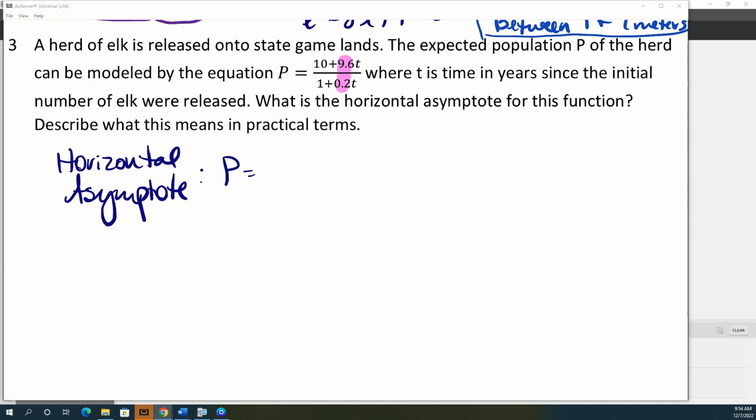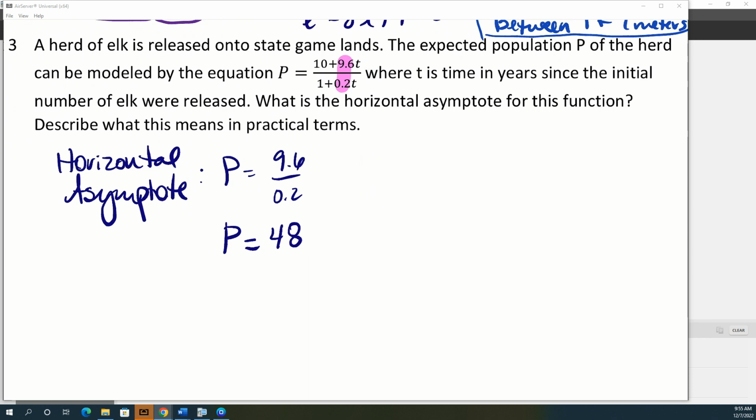Someone in my last class also asked, why is it not 10 divided by 1? Do you know why? Those aren't coefficients, those are constants. The coefficients have to be in front of the variable. So it's going to be 9.6 divided by 0.2, which a calculator that's not very smart can figure out. That's 48.